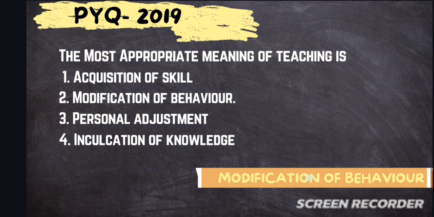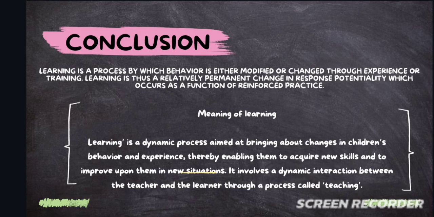We are left with acquisition of skills and modification of behavior. The ultimate thing in teaching is what we teach. Why do we study? We want to bring some changes in life and improve our life. That's the main motto. So the nearest answer is modification of behavior. The appropriate answer is modification of behavior. This is the conclusion for the PYQ.